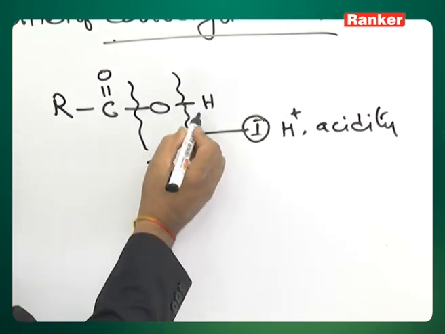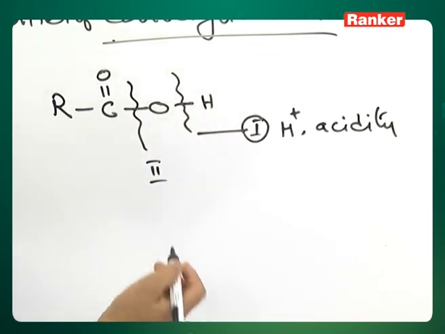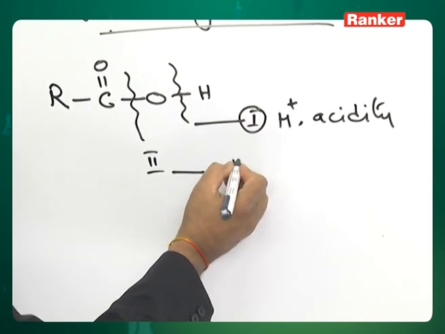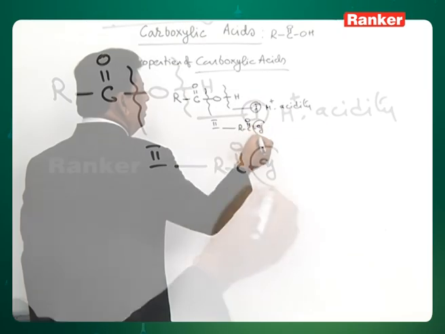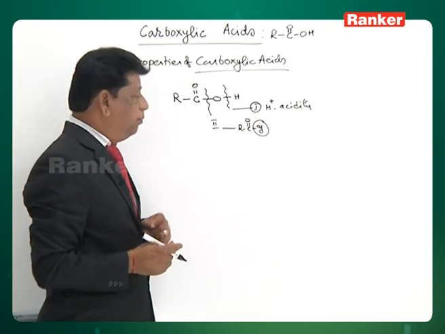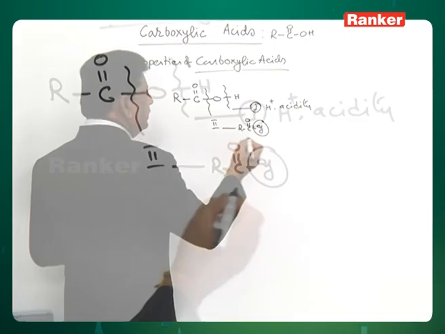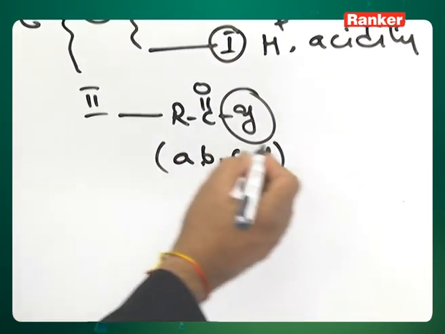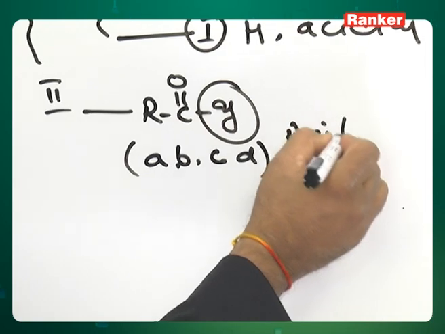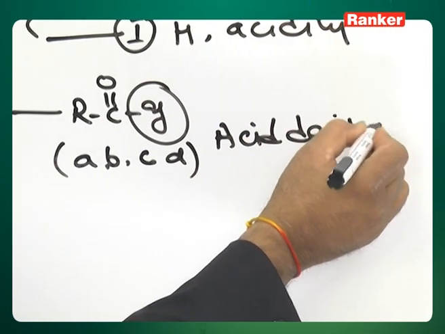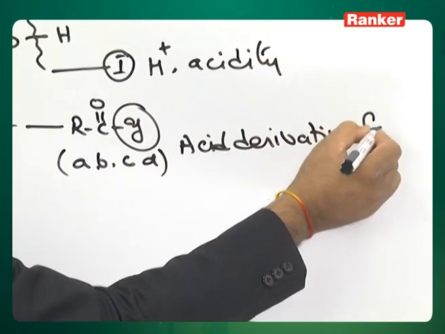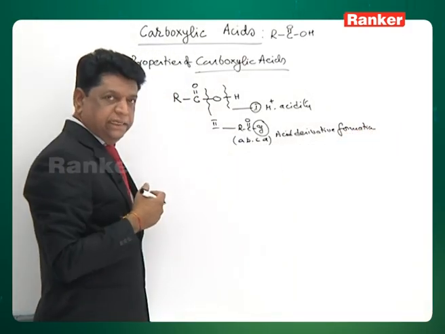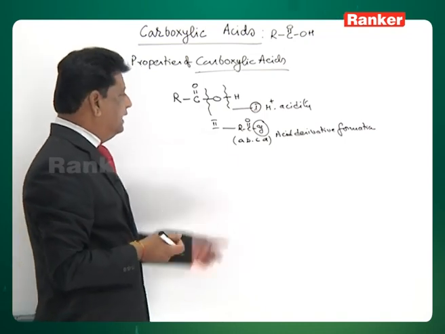Under this second property, the OH is going to be replaced, so the carboxylic acid becomes a new compound, where a new group is introduced in the place of OH. Four properties are there, that is A, B, C, D. All these are called acid derivative formation: acid chloride formation, acid anhydrides, acid esters and acid amides.